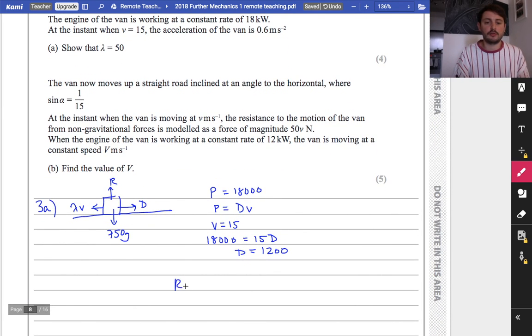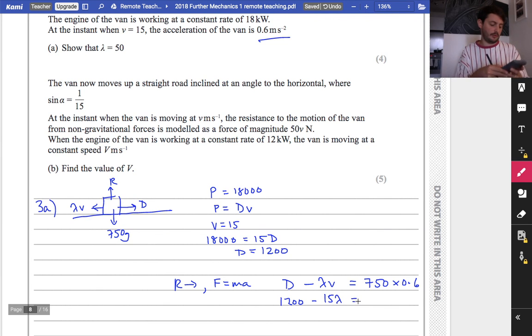Now, I am going to resolve in this direction using F equals ma. So D minus lambda v, that's my resultant force, is equal to the mass multiplied by the acceleration, which they've told me is 0.6. So that's 1,200 minus lambda v, well v is 15, so that's 15 lambda, equals 750 times 0.6, which is 450. Solving this equation, that's (1,200 minus 450) divided by 15, lambda equals 50.